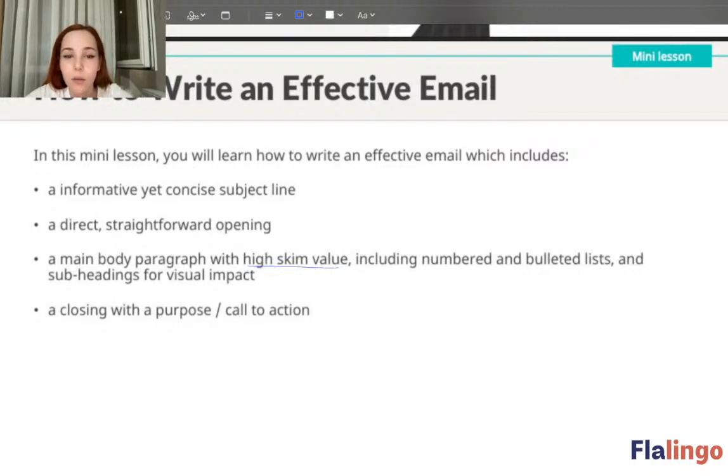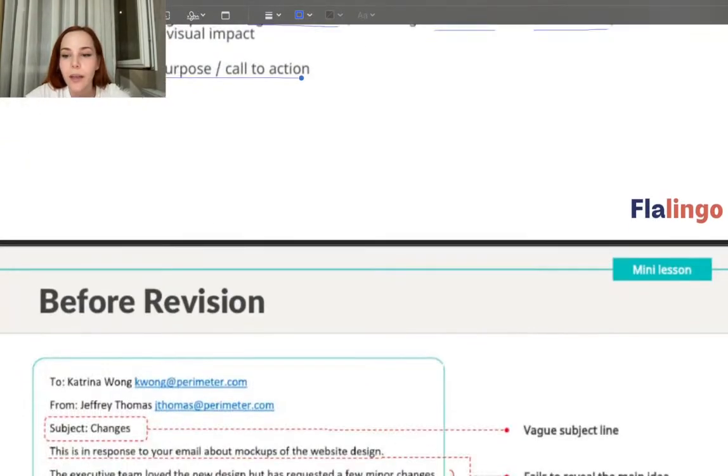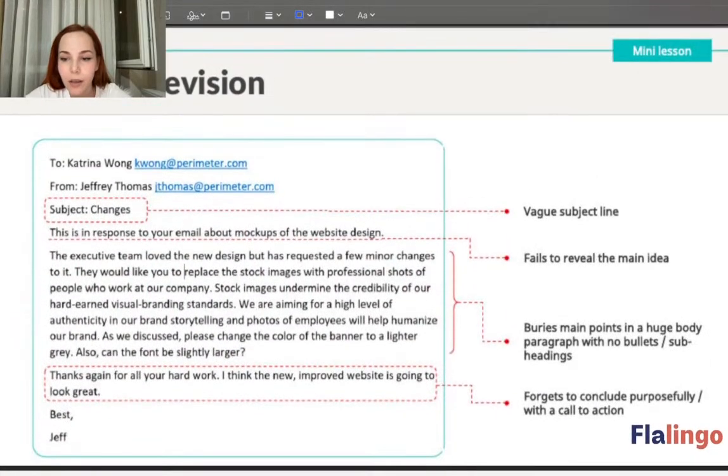What does conscious mean? We're going to talk about that also. Straightforward opening, including numbered and bulleted lists and subheadings for visual impact, a closing with a purpose or a call to action. So yeah, we have two examples of an email and we're going to examine them in detail.